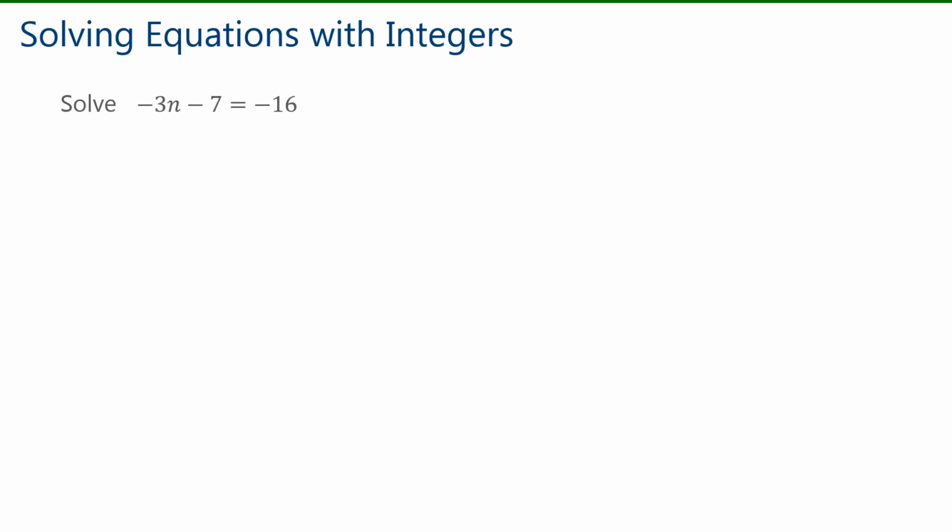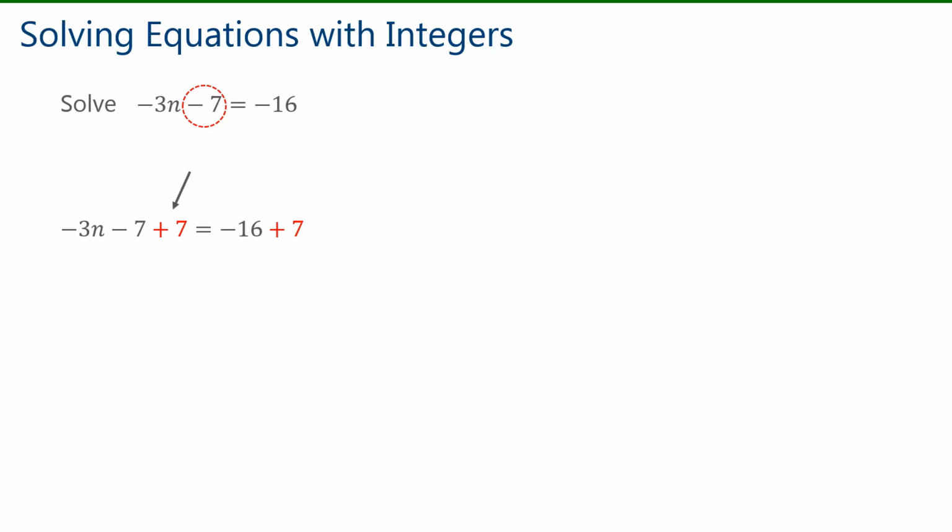So continuing from the last video, we're going to look at another example involving integers. Negative 3n subtract 7 equals negative 16. We want to isolate the variable, and in this case, we're going to want to get rid of the minus 7, or subtract 7. So the opposite of subtract 7 is add 7.